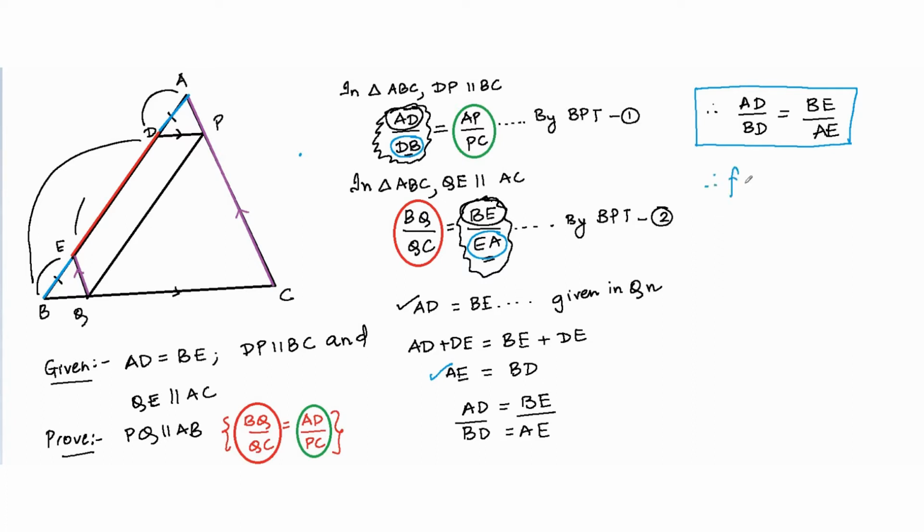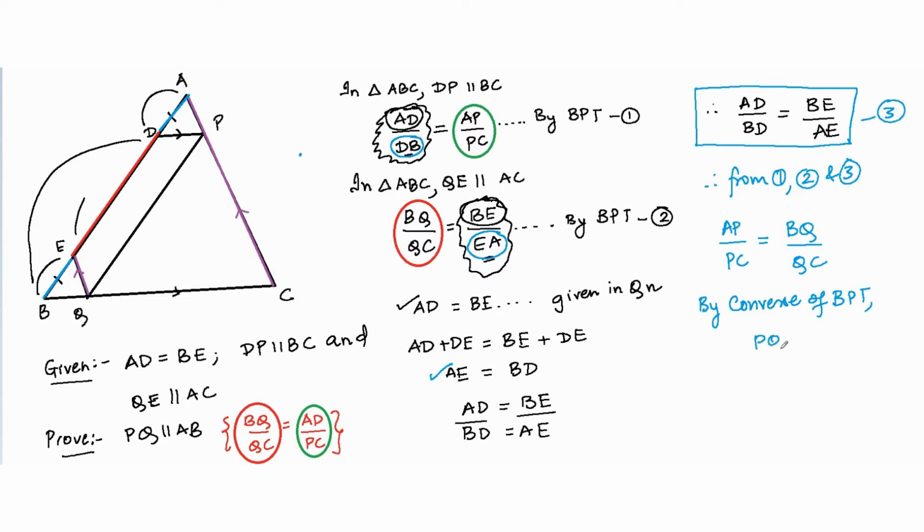And therefore from 1, 2 and 3, let us mark this as result 3, I can say that AP upon PC is equal to BQ upon QC. And since AP upon PC is equal to BQ upon QC, I can say by converse of BPT, by converse of basic proportionality theorem, that PQ is parallel to AB. And this is how I prove this particular problem. So again, pausing for a minute, take a look at the complete solution and then we shall continue.